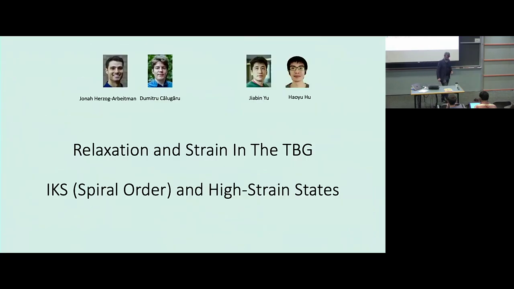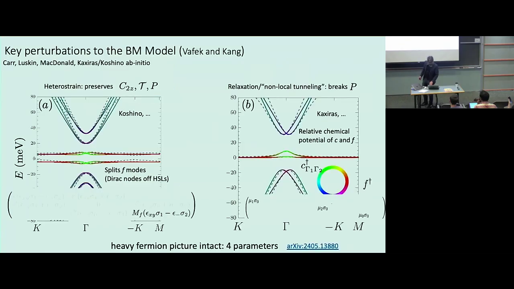Now, the last 3 slides that I wanted to show is how you can incorporate relaxation and strain in this heavy fermion model and the IKS state that Sid and Nick predicted. So basically, what you do is you take these low energy models, which are based on Vafek and Kang in this particular theory, and which are also based on Caceres and Conchino and Luskin and McDonald and Carr papers on ab initio. But basically, what you do is you take these strain and relaxation and project them to the heavy fermion basis, and you ask, are they good representation?